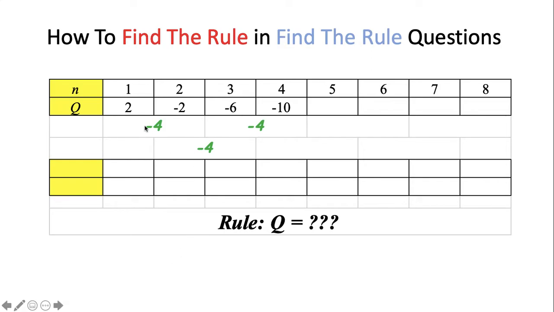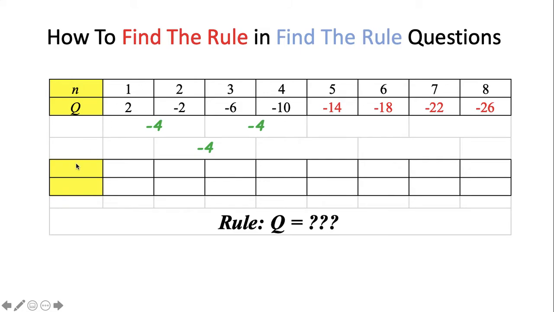Okay, so the terms are going down by 4 every time, from 2 to minus 2, down to minus 6, down to minus 10. So it's minus 4 every time. So it's easy to continue subtracting 4 to get the next few terms. There they are. So the fact that it's got a minus 4 tells us that the rule must have something to do with minus 4 times n.